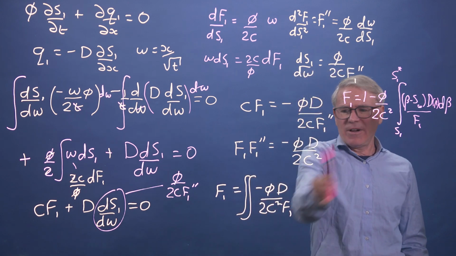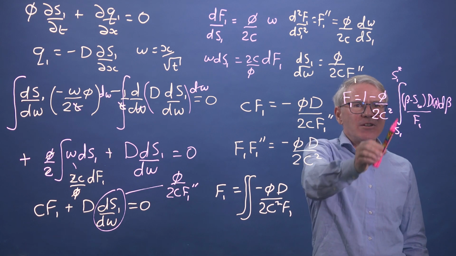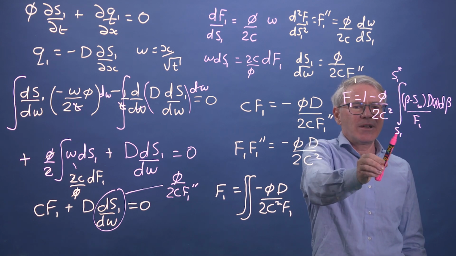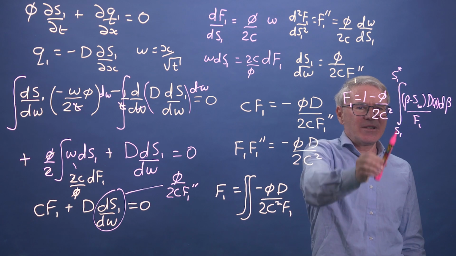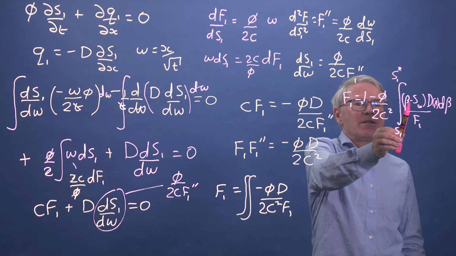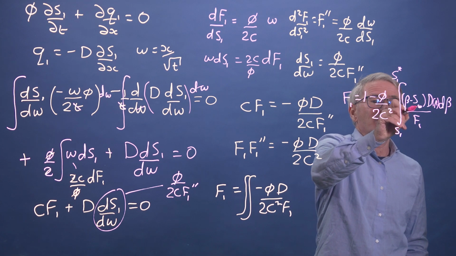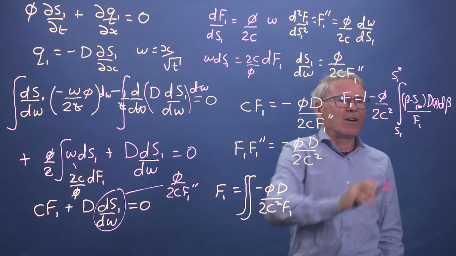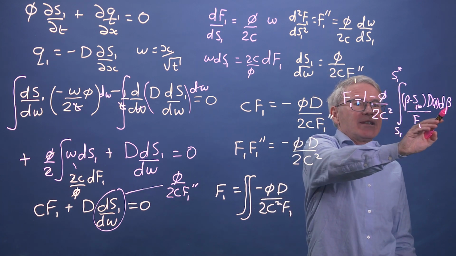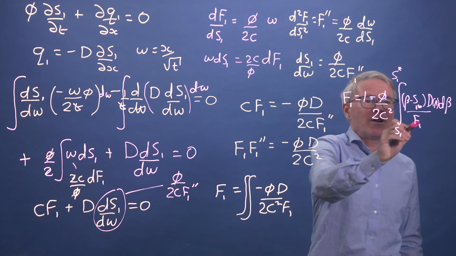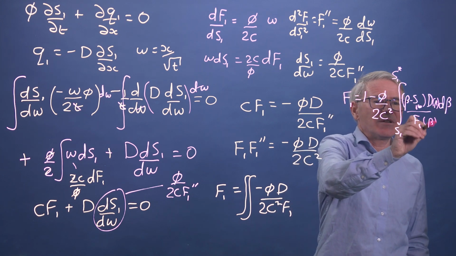F1 is 1 minus phi over 2C squared, an integral here between S1 star and S1. Okay, so this is the lower limit, beta minus S1 (not SW, well it is water, but we'll call it S1). D is a function of beta, and it's an integral over beta divided by F1, which is also a function of beta.